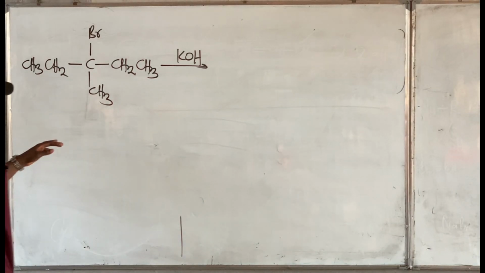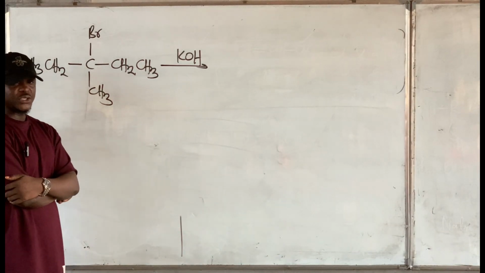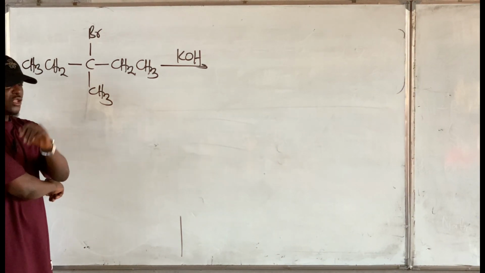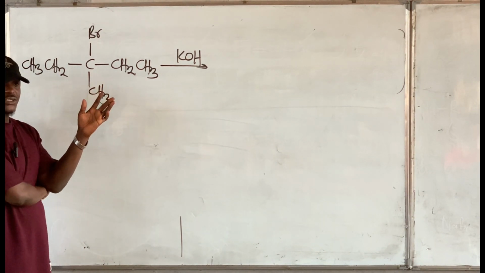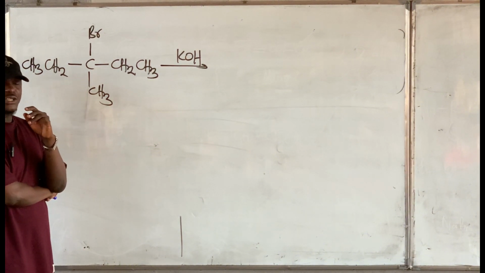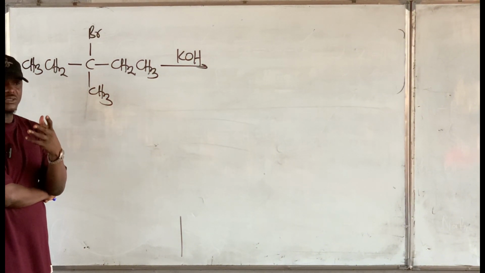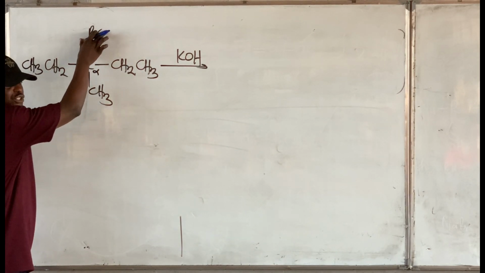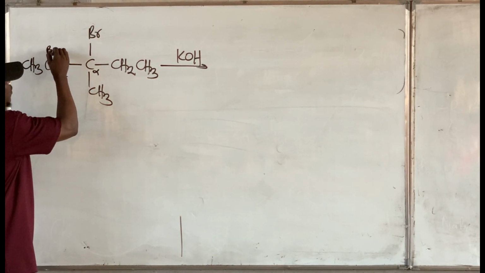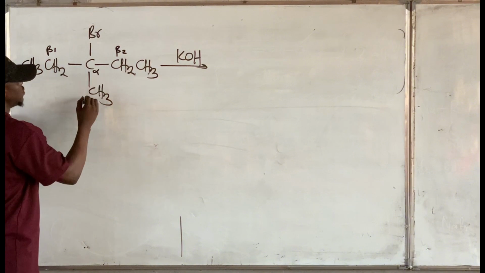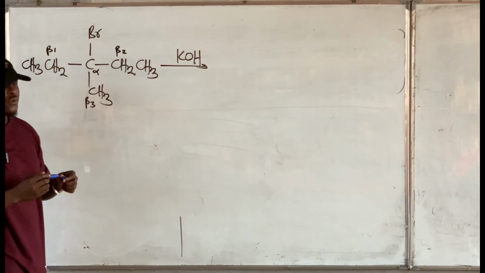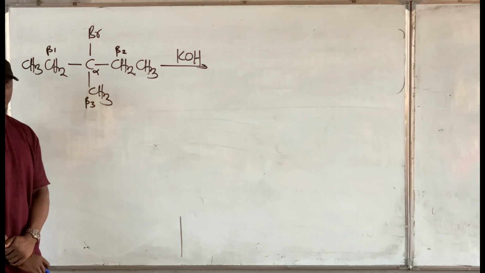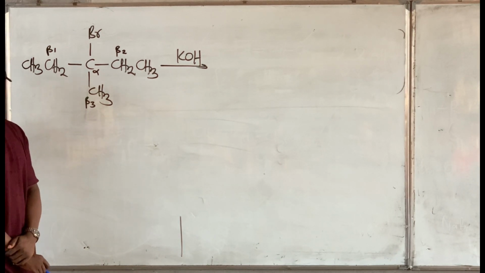Imagine you have a compound like this. How many products do you think we are going to have? First thing first, for you to determine the number of products in this elimination reaction, let's find out how many beta carbons that we have. This is the alpha carbon, right? The carbon bearing the halogen. Now this is a beta. Beta 1, beta 2, and what? We have 3 beta carbons, but 2 of them are equivalent. Which one and which one? Beta 1 and beta 2, right?